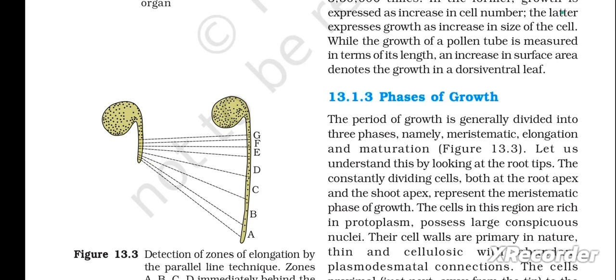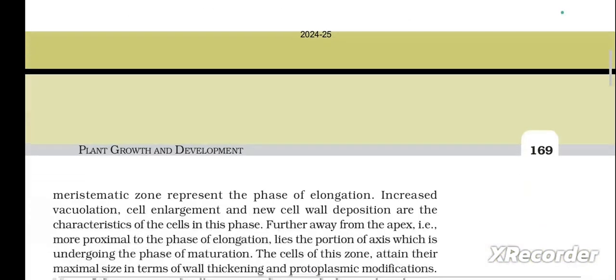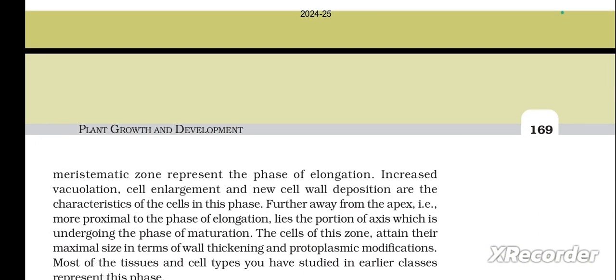The cells in this region are rich in protoplasm and possess large conspicuous nuclei. Their cell walls are primary in nature, thin and cellulosic, with abundant plasmodesmatal connections. The cells proximal to the meristematic zone, just next away from the tip, represent the phase of elongation. Increased vacuolation, cell enlargement, and new cell wall deposition are the characteristics of the cells in this phase.